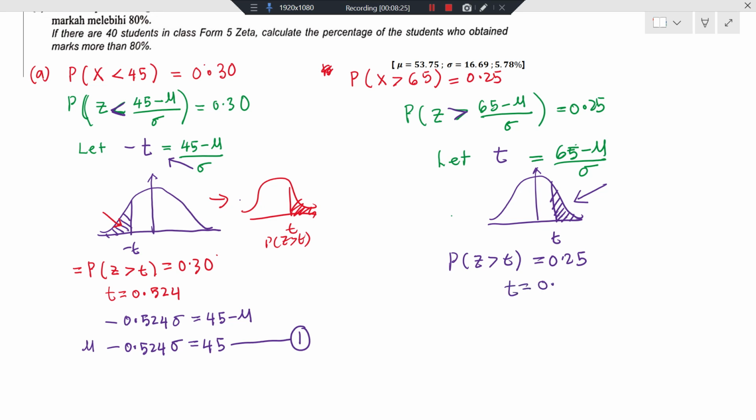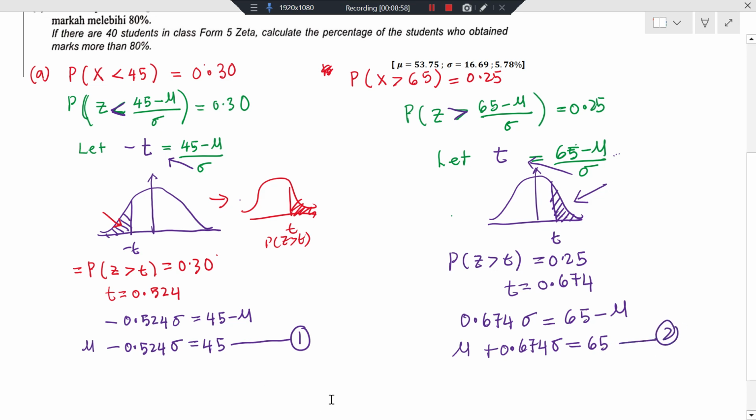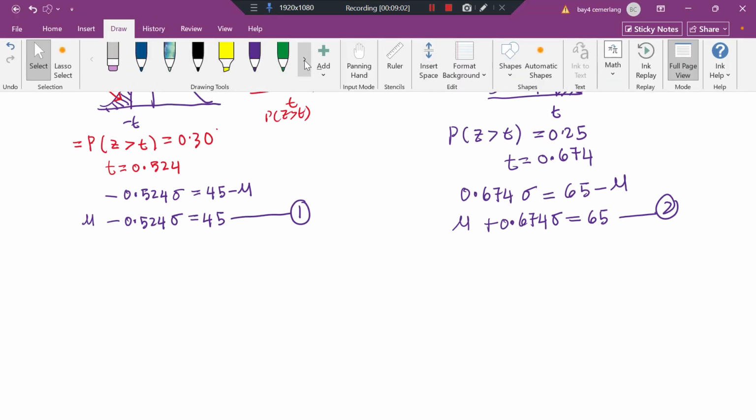So t is equal to 0.674. And then we substitute back into this equation. 0.674, and then I multiply my sigma here, which equals 65 minus mu, and then make the mu in front there become positive mu, and then now this is positive 0.674 sigma equals 65, your equation number 2. Okay, now you are free to solve your equation.